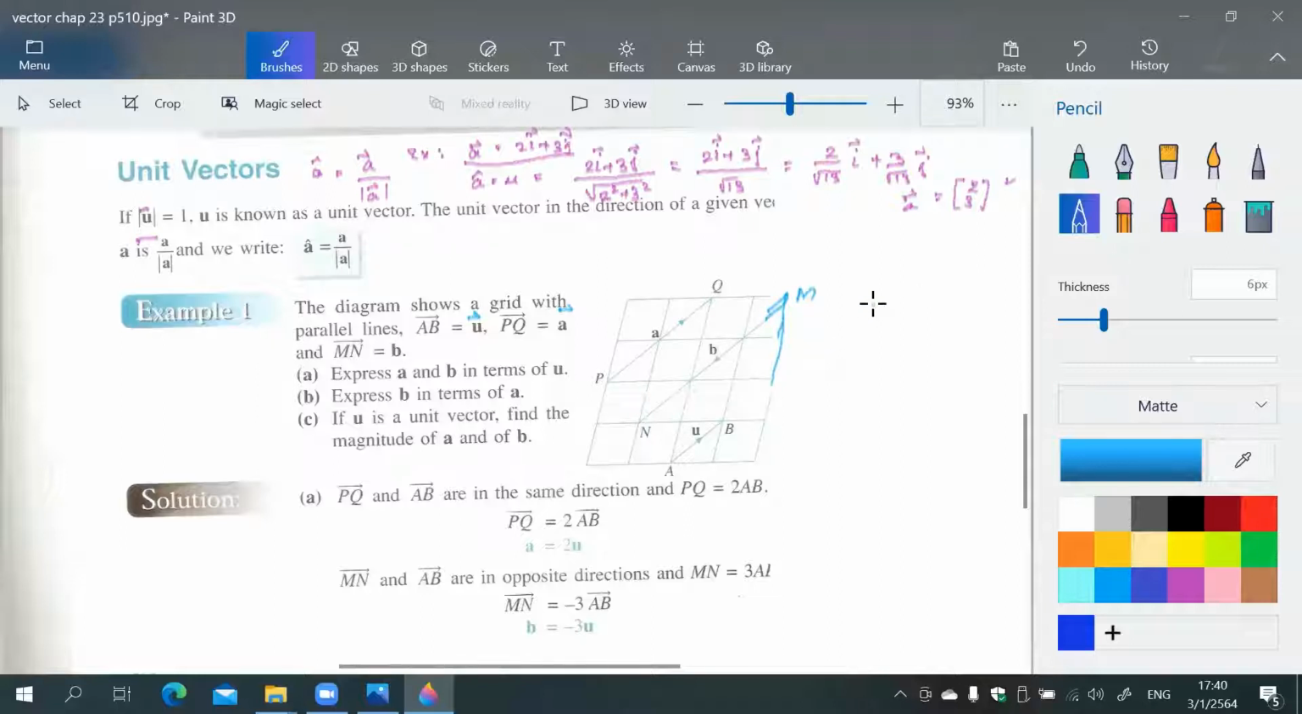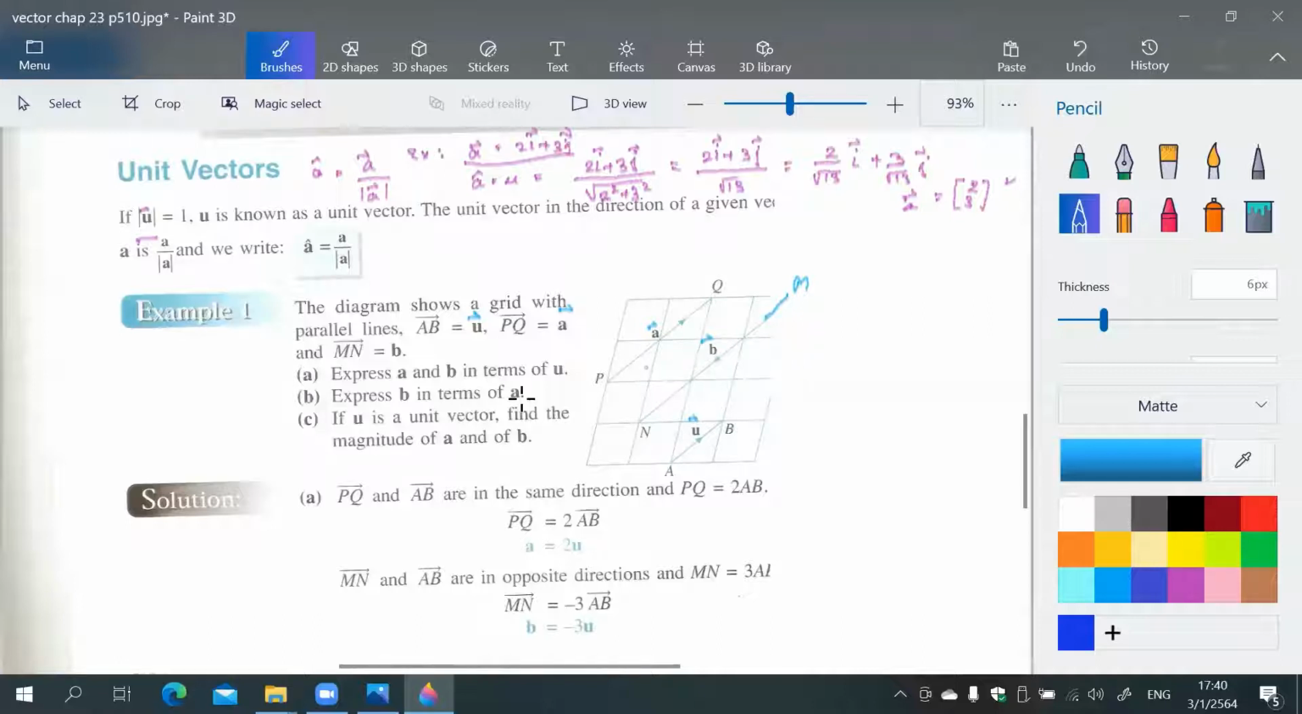So M should be here, and MN equals vector b. You see the direction from the arrow here. So MN equals vector b, and this is a vector.